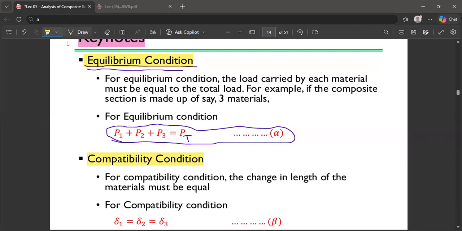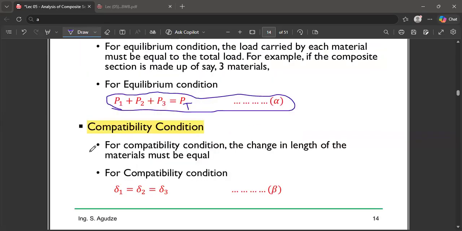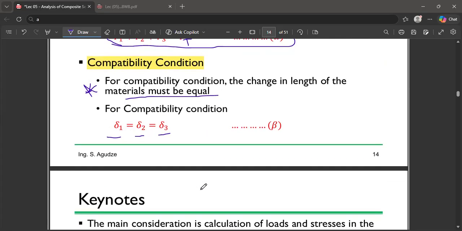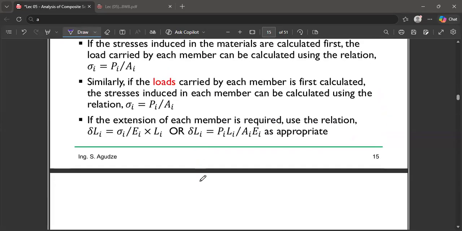And also for the compatibility condition, the change in length of the materials must be equal. So at the end of the day, the change in length in material 1 will be equal to the change in length in material 2, equal to the change in length in material 3. As simple as ABC.